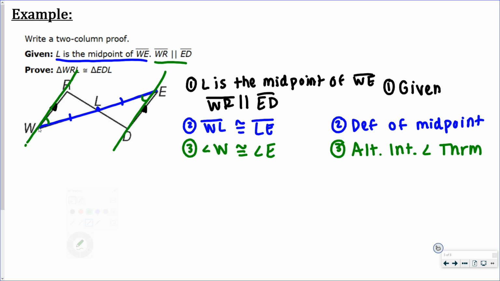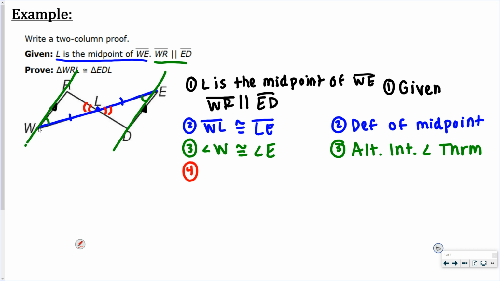Angle L is vertical with itself. Yeah, we have a vertical angle here, right? And actually, when I was doing this proof last hour, somebody said that right away. And that was our step 2, and that's fine. It doesn't matter really what order you do this in, or you could have done 3 first and then 2.